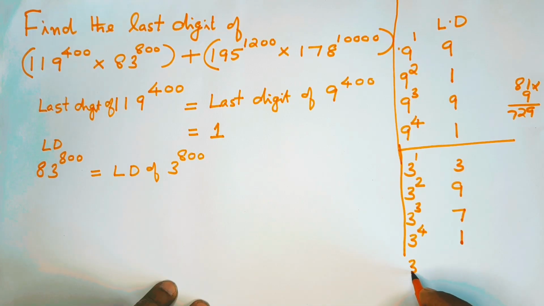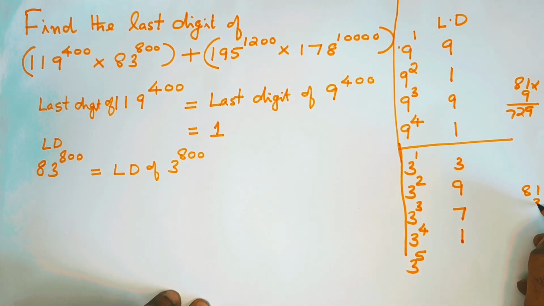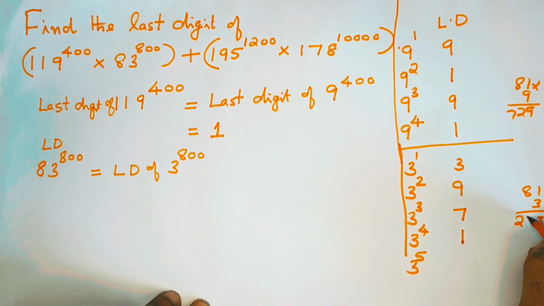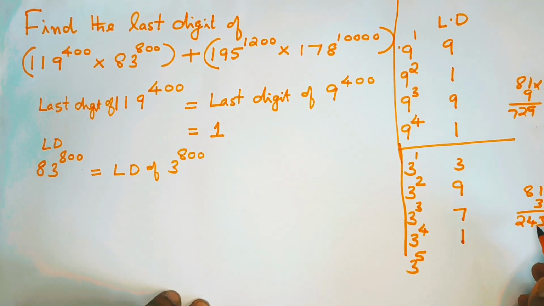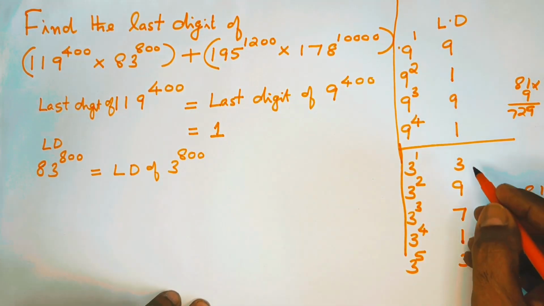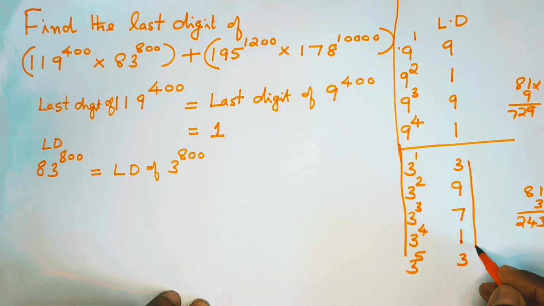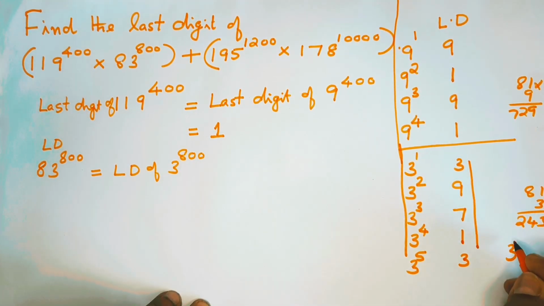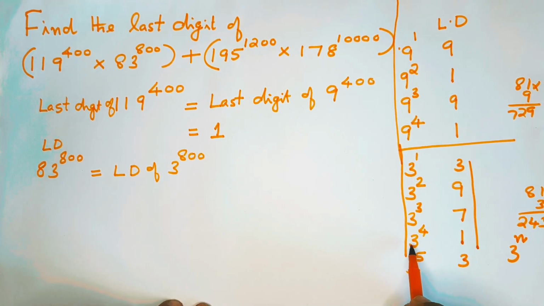3 power 5, what could be the last digit? This number is, see, 81 into 3, 243. 243 is the expanded form of 3 power 5. So the last digit is 3. Thereafter, if you continue, you're going to get these numbers repeated. Can you see that? Put differently, 3 to the power n, where n is any number, will have only 4 distinct last digits. And you can see one more thing.